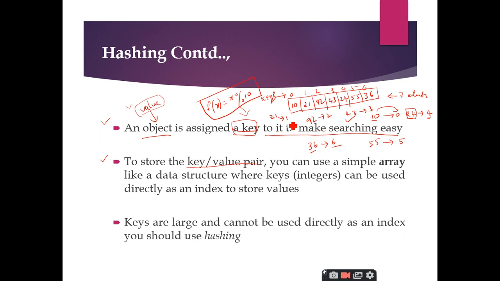Listen carefully, this is how the insertion takes place. When I want to insert an element, I insert it by generating a key. I generate the key by applying the hash function on the value that I want to insert. So 21 is the value that I want to insert. I apply the hash function, 21 modulo 10, and the remainder I got is 1. So I have to insert the element 21 at the key 1. This is how I generated it.